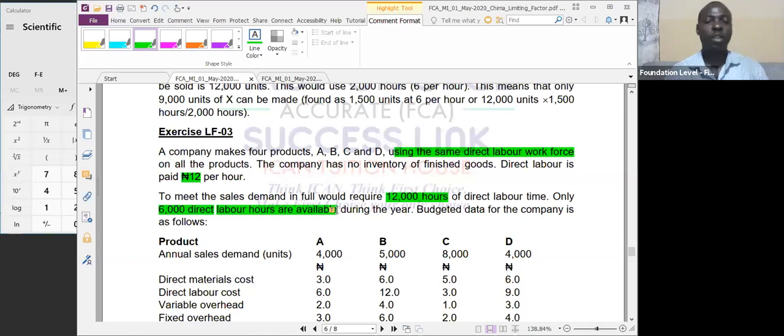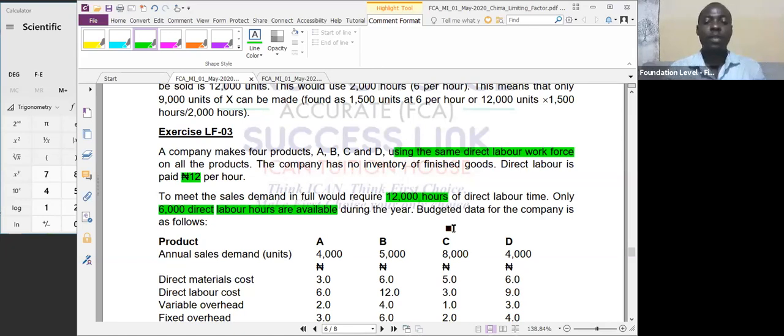That means you need to meet a lot of things. You might end up not doing one product. You might end up not doing two products. You might just do only two products. We don't know which one it is. But out of the 12,000 hours that you are required to do everything, 6,000 hours is available.